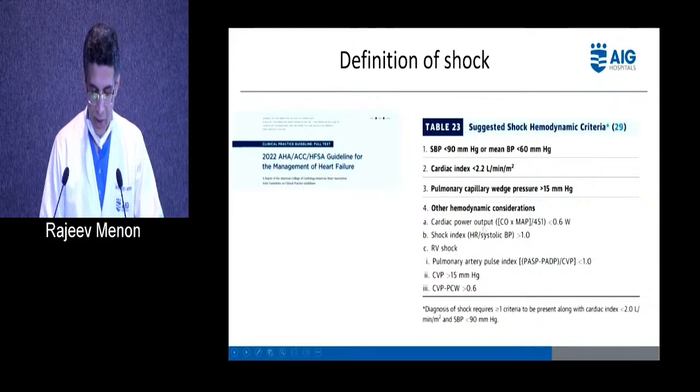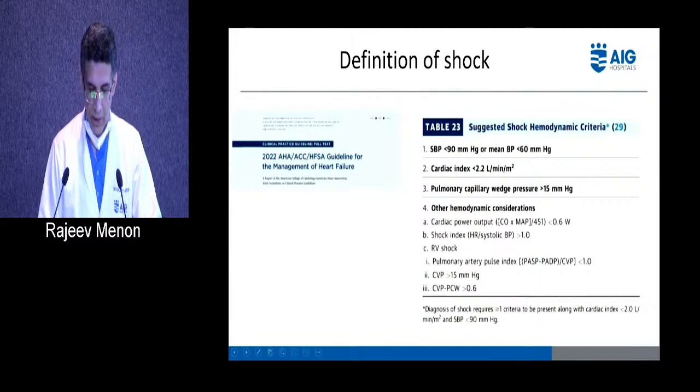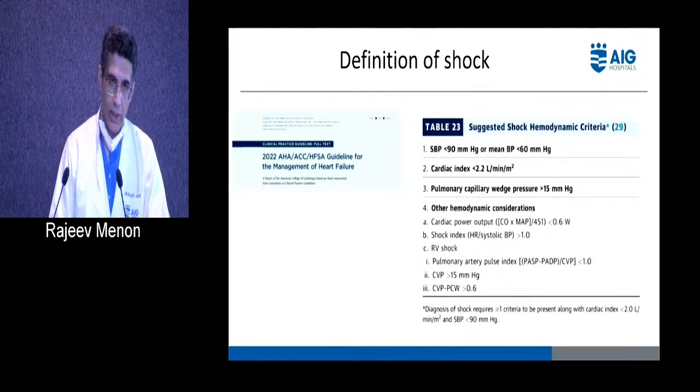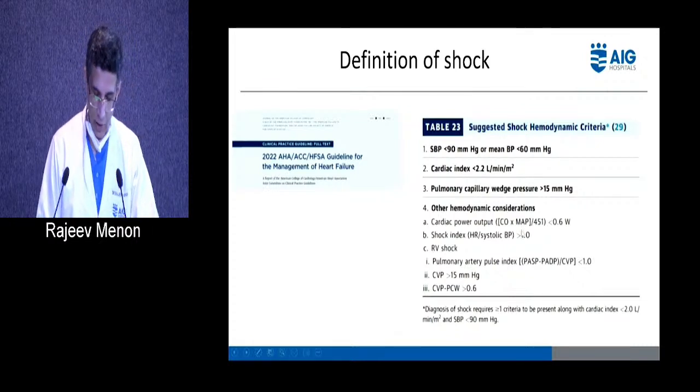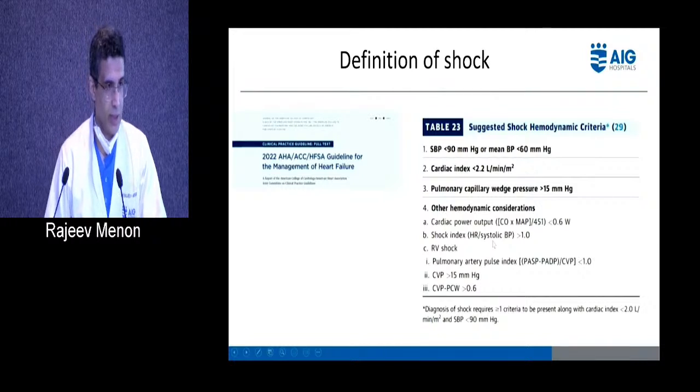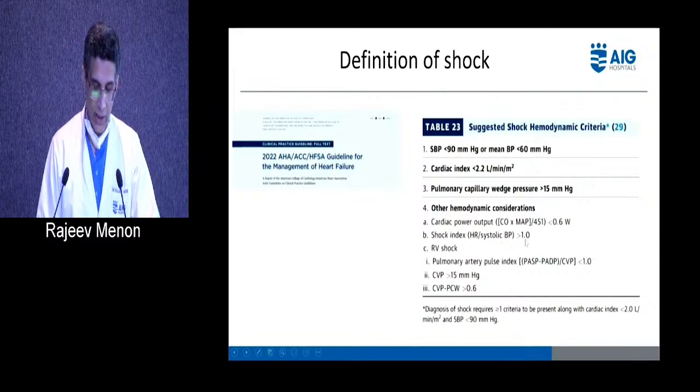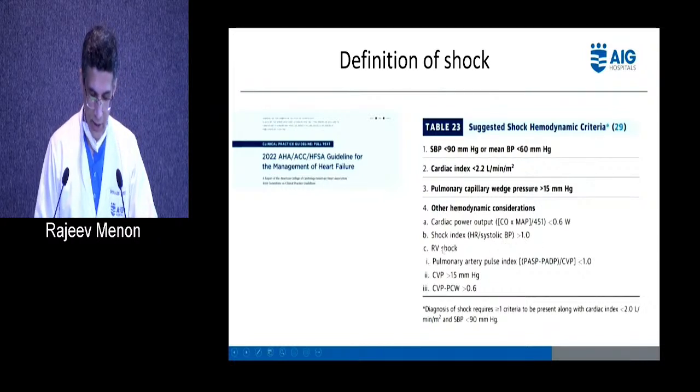parameters. So here we start off with a cardiac power output, which is the cardiac output into the mean arterial pressure divided by 451. Anything less than 0.6 indicates shock, and we would like to keep it above 0.6. A shock index, a very simple index, which is heart rate divided by the systolic blood pressure. If it is more than 1, again indicates that the patient is going into shock.